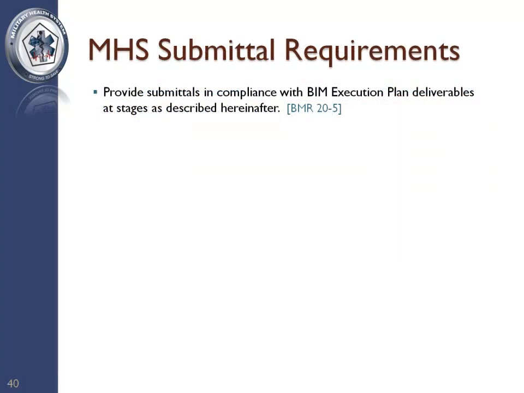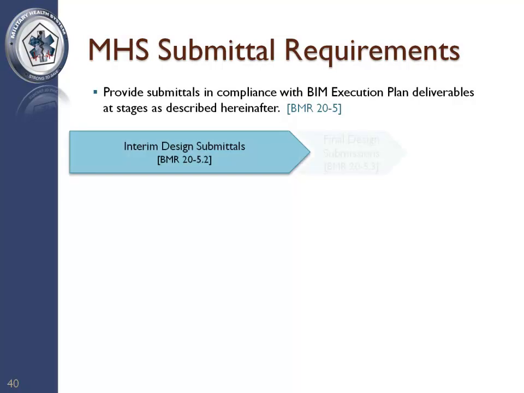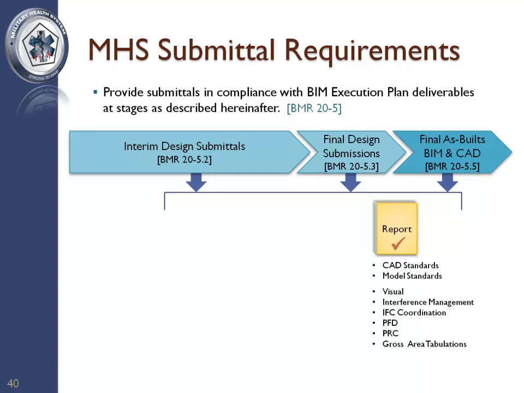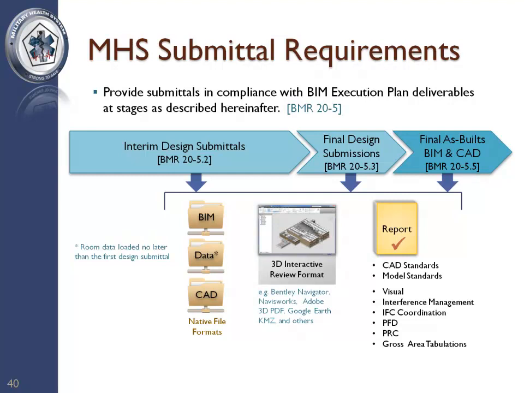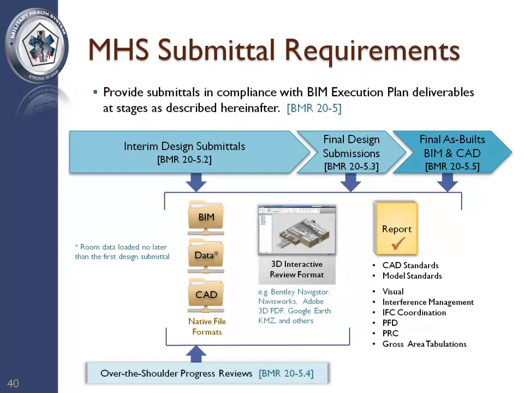The MHS BIM Minimum Requirements describe the submittals and reviews to be made during the course of the project, including interim design submittals, the final design submission, and the final as-built deliverable. Each of these stages requires a contractor-certified written report confirming that consistency checks have been completed, along with model, facility data, workspace, and CAD data files in native formats, and a 3D interactive review format of the model. Over-the-shoulder progress reviews will be conducted periodically to review the implementation and use of the model, including interference management and design change tracking information.